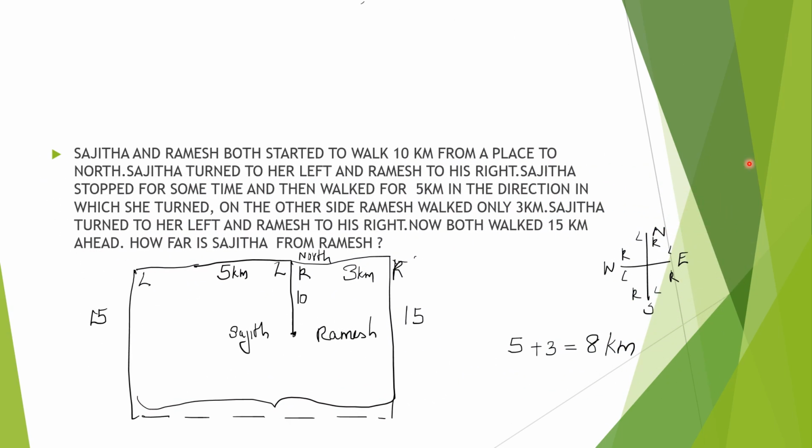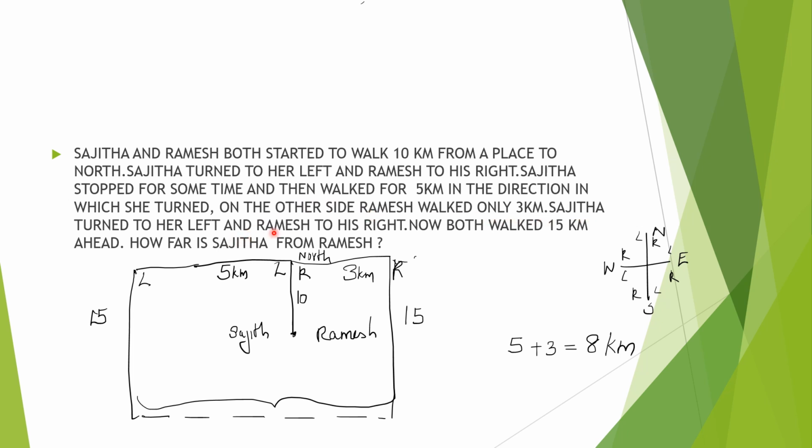So the next question. Sajida and Ramesh both started to walk 10 kilometers from a place to north. Sajida turned to her left and Ramesh to his right. Sajida stopped for some time, then walked for 5 kilometers in the direction in which she turned. On the other side, Ramesh walked only 3 kilometers.